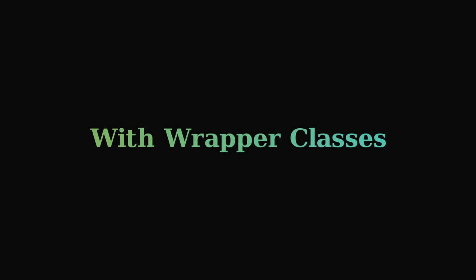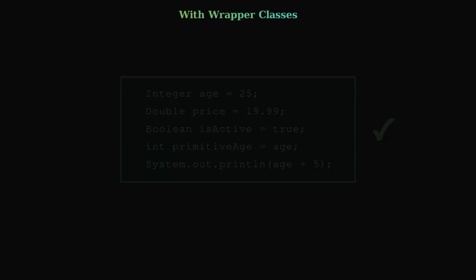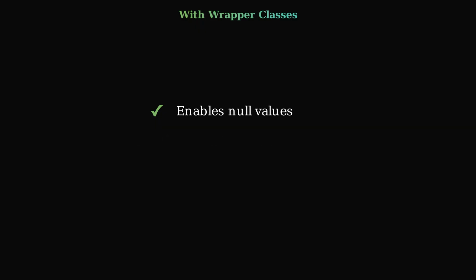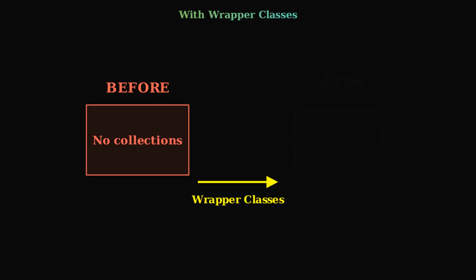Here comes the solution: wrapper classes. Look how clean the code is now. Enables null values. Works with collections. Utility methods available. Compare the difference. And that is why we use wrapper classes.